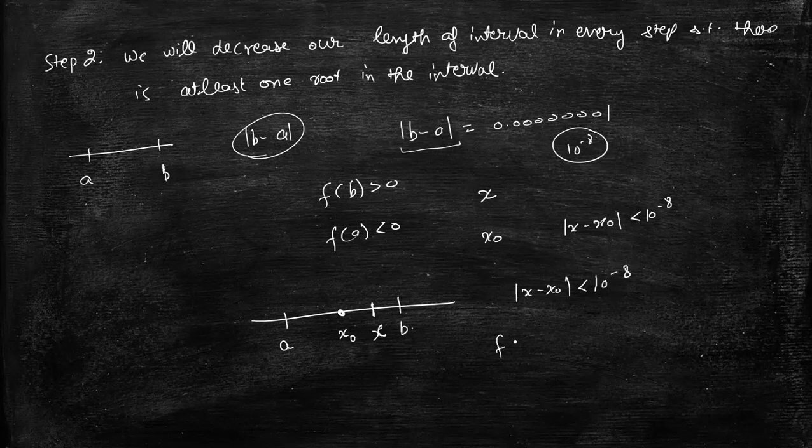And we are not taking the case where FA is 0 or FB equal to 0, because if FA equal to 0 or FB equal to 0, we have our root. So B minus A will determine how close our root of equation using bisection method is to the original root. So how to decrease the interval size? Here we will reduce the interval to half size in every step.